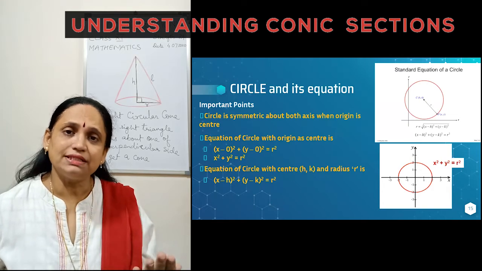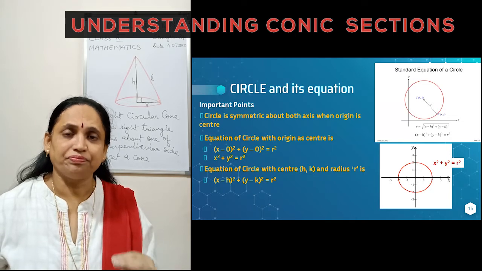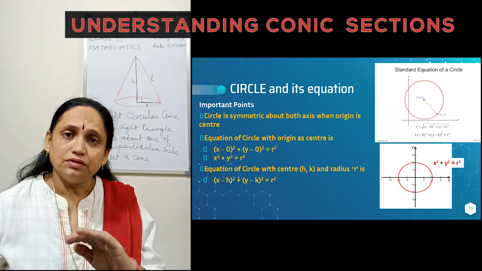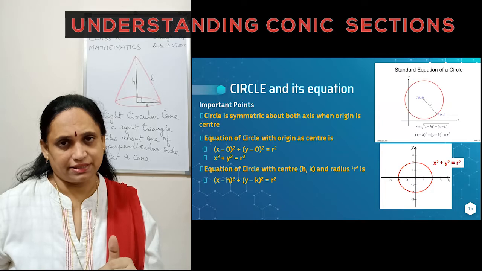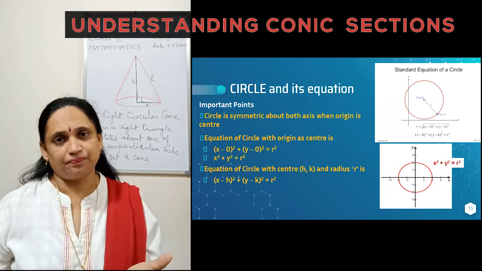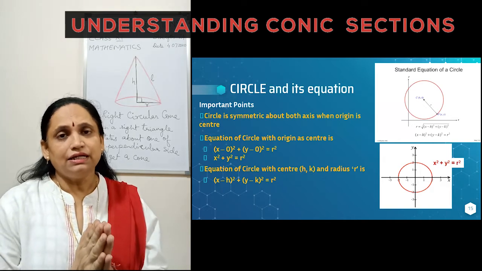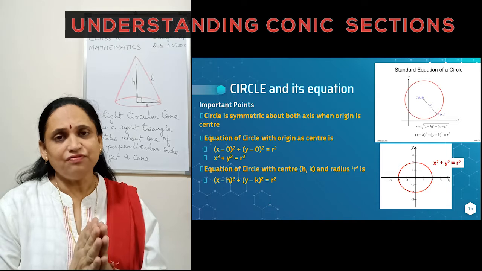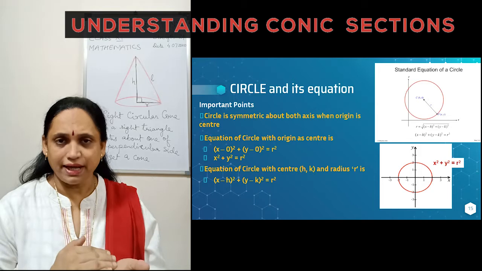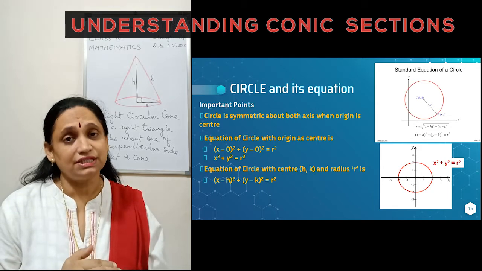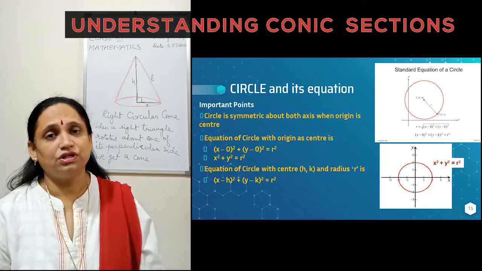Now, when we place the circle in the Cartesian coordinate system, taking origin as the center, then this circle is going to be symmetric about both the x-axis and y-axis. What do we mean by symmetric? Symmetric means if we fold the circle along the x-axis, the figure overlaps itself, covers itself completely. Or if you fold it along the y-axis, even then the figure coincides perfectly. Such a figure is called symmetric.